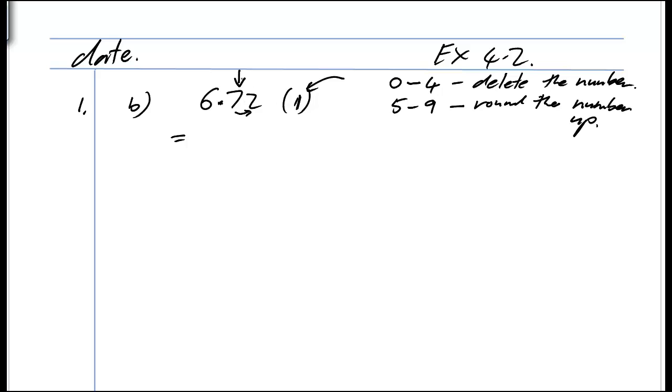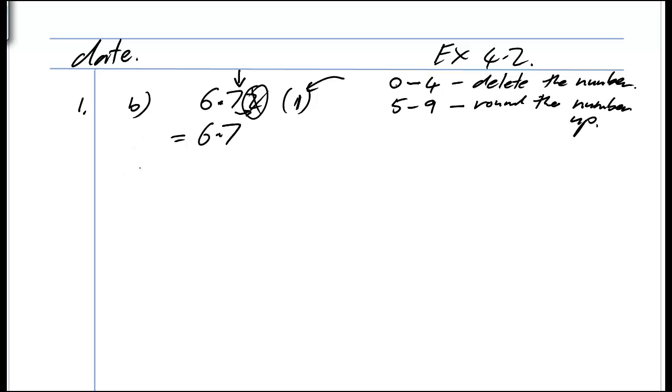We need 1 decimal point, so we put a little arrow at the 1 decimal point. Look to the right of that arrow. This number here is a 2. So it's from 0, 1, 2, 3, and 4. You just get rid of the number. So you delete that number, and the answer is 6.7. So you just get rid of that number there.